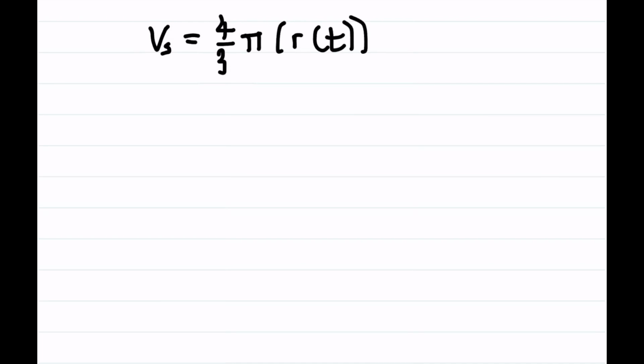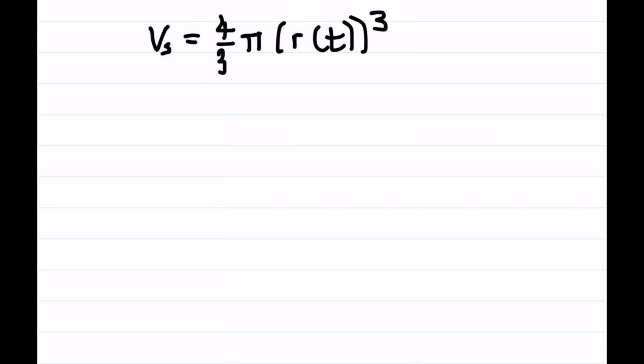So the first thing we have to remember is that the volume of a sphere is equal to 4/3 pi times r cubed, but in this case r is a function of time, so let's put r of t cubed.